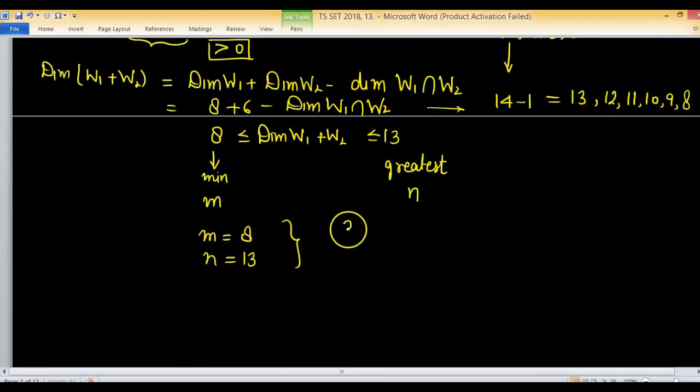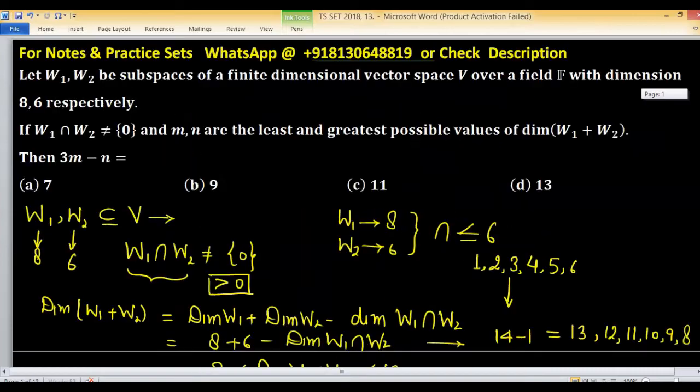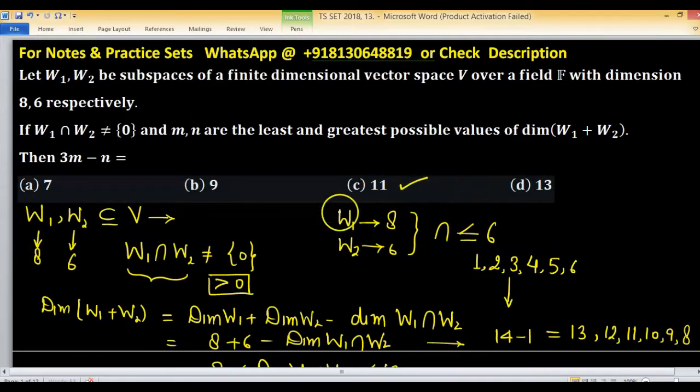So the value of 3M minus N equals 3 into 8 minus 13, which equals 24 minus 13. We have 11. So 11 is in option C, C will be the right key.